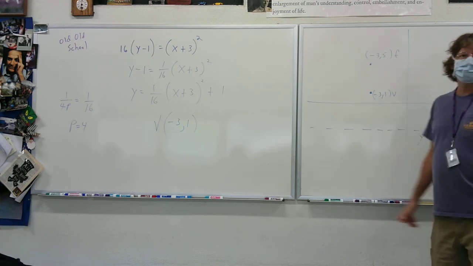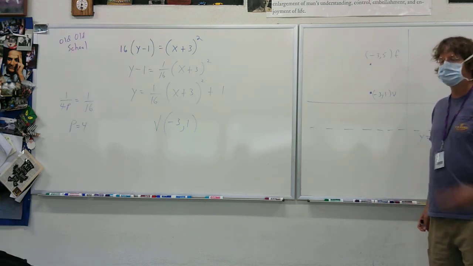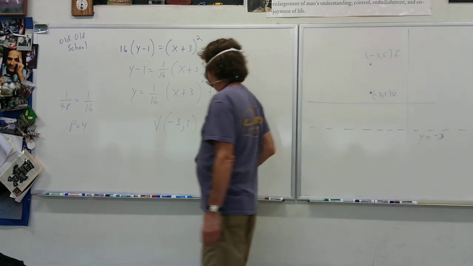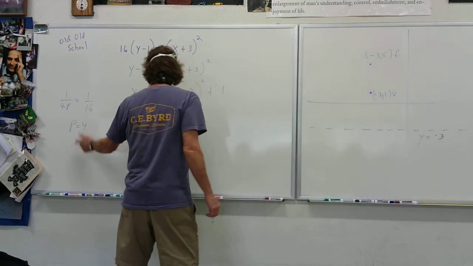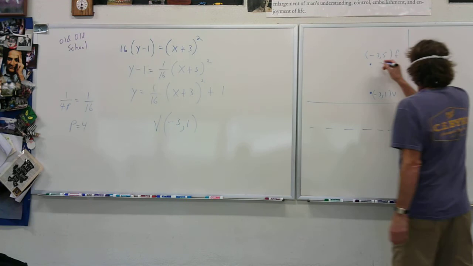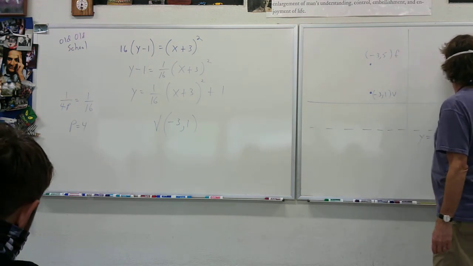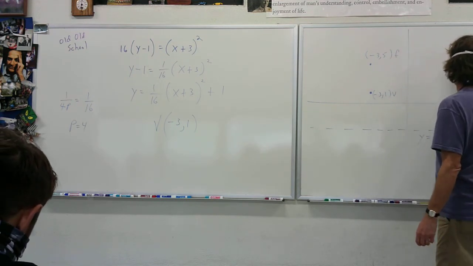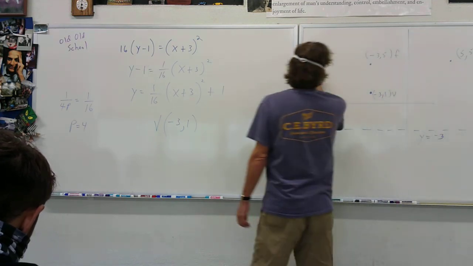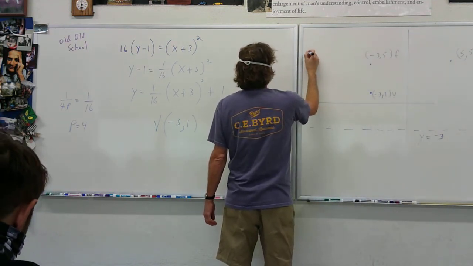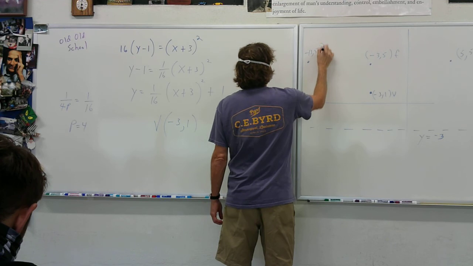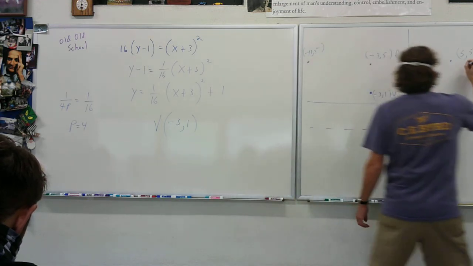Then what are you going to do to the p-value next? Multiply it by 2. Multiply that by 2, so you get 8. And then count from the focus. Count 8 this way. And count 8 back this way. And those are called your lattice recti.